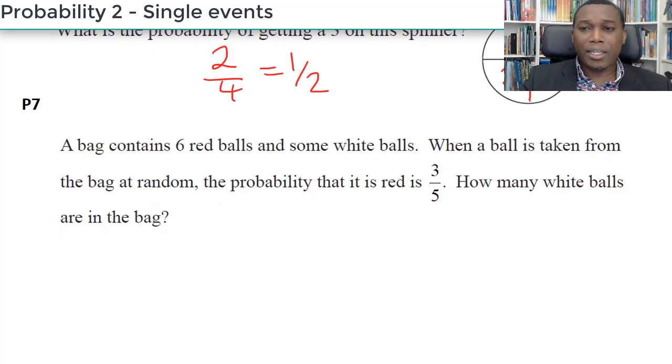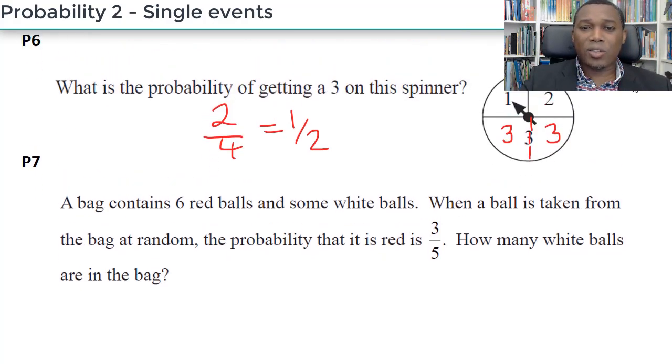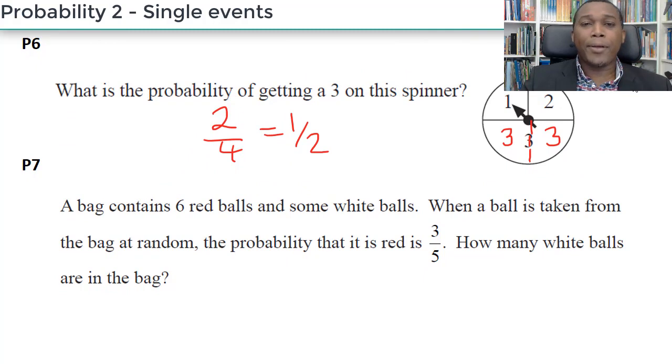Now number 7, and if you hadn't had a chance to do number 7, you can do so now. They said the probability is 3 on 5.